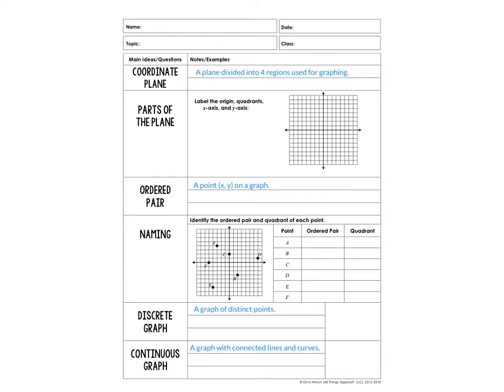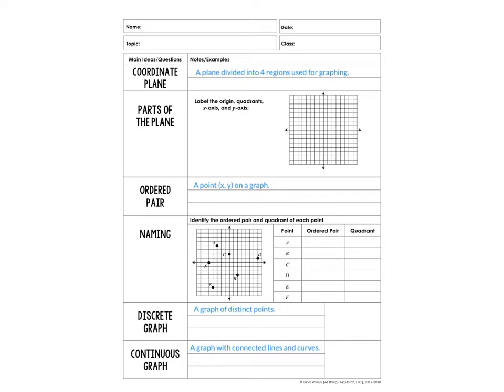In this unit, we're going to study the coordinate plane. The coordinate plane is a plane divided into 4 regions used for graphing. In other words, if we take a sheet of paper divided into 4 parts, that's a coordinate plane.